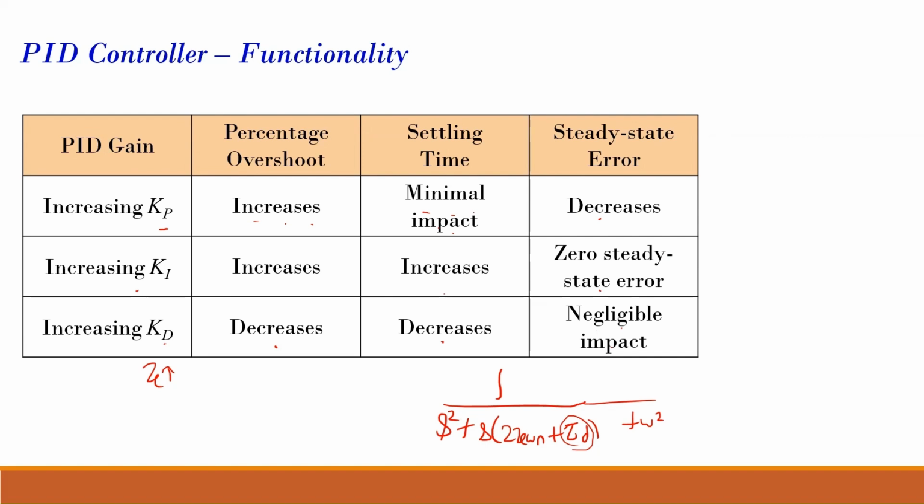And see, why KD has negligible impact on the steady state error is because it is just differentiating, right? KD is basically KD into d by dt of your error. So in steady state, if your error is tending to 0, the derivative of 0 is 0. So that's why KD has negligible impact in steady state.